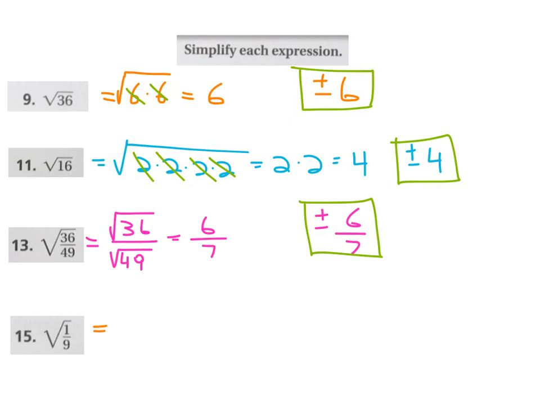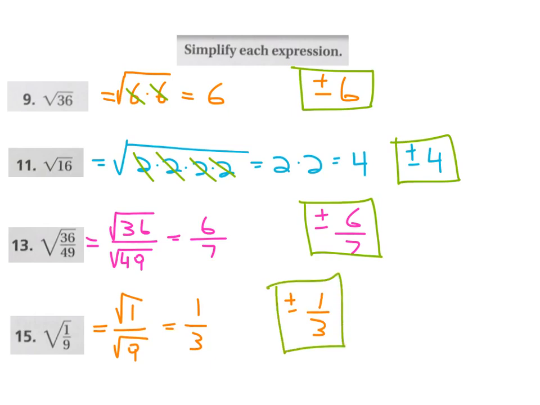Okay, and one last one. Again, when you have a fraction and the entire fraction is being rooted, you can square root the top and square root the bottom separately and come up with the result. Square root of 1, 1 times 1 is 1. Square root of 9, 3 times 3 is 9. So we've got 1/3, and I'm going to call it plus or minus 1/3 just for consistency.